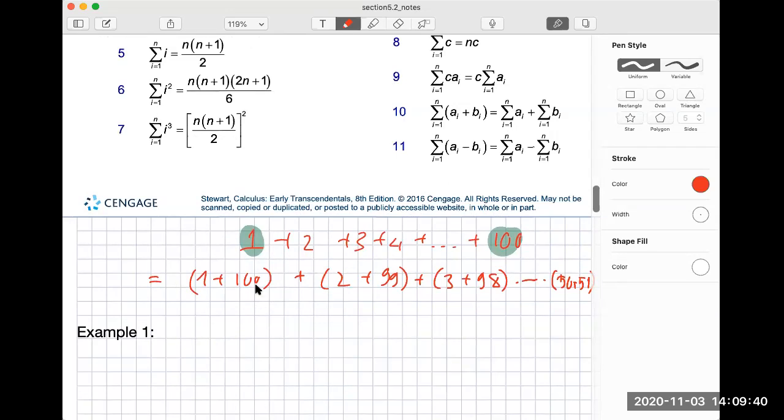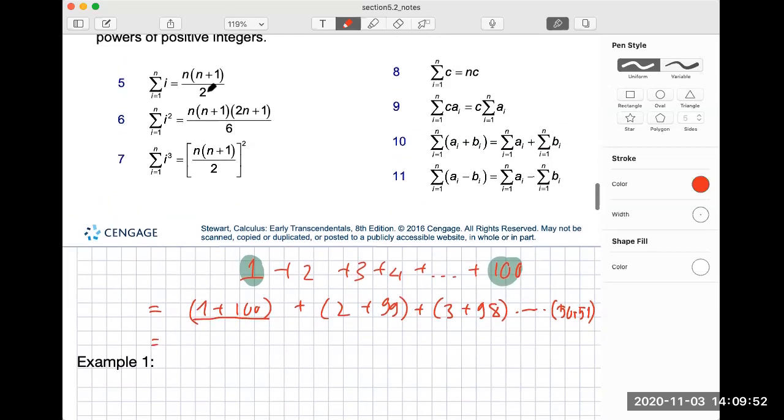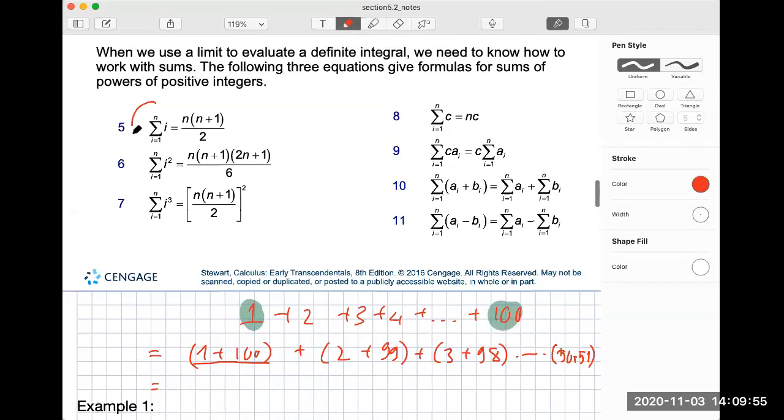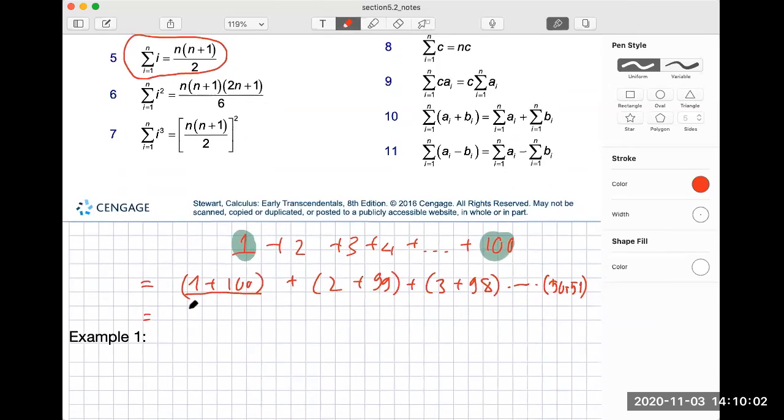We see that the sum of each pair will be 101, right? And there are 50 pairs of these. You can go home and double check it, and it is this formula. So we have 101 multiplied by 100 divided by 2, where n in this case is 100. It's amazing.